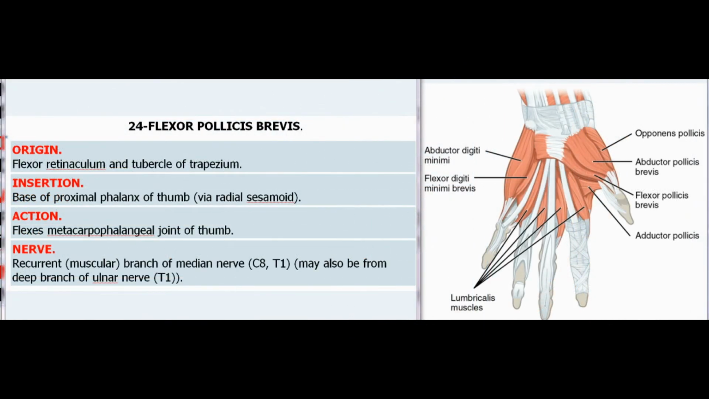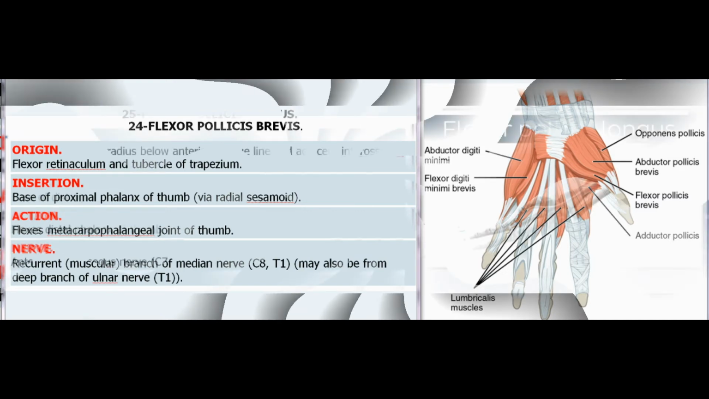24. Flexor pollicis brevis. Origin. Flexor retinaculum and tubercle of trapezium. Insertion. Base of proximal phalanx of thumb, via radial sesamoid. Action. Flexes metacarpophalangeal joint of thumb. Nerve. Recurrent, muscular, branch of median nerve, C8, T1, may also be from deep branch of ulnar nerve, T1.